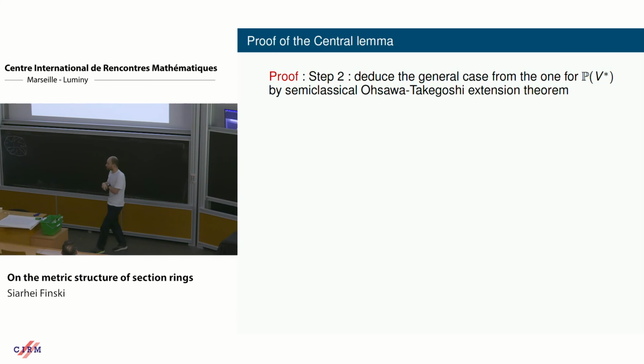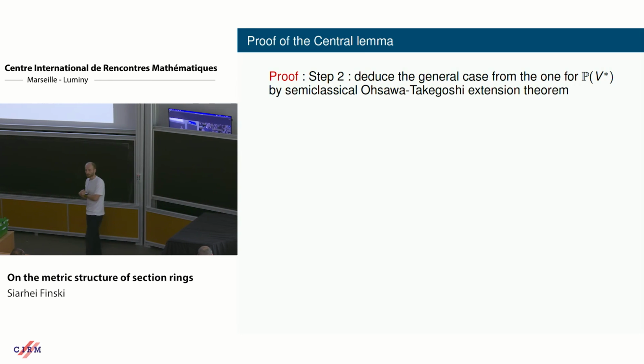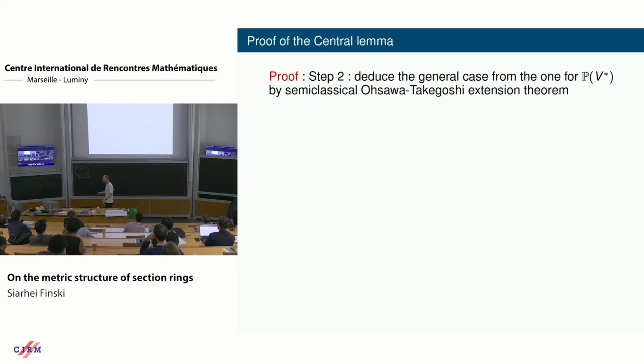Now, to extend it to the general situation, it turns out that once again, you need to apply the semi-classical Ohsawa-Takegoshi extension theorem. But once again, we don't have a natural embedding. So which embedding should we associate to it? It turns out that the correct embedding to consider is the Kodaira embedding. And let me explain why.